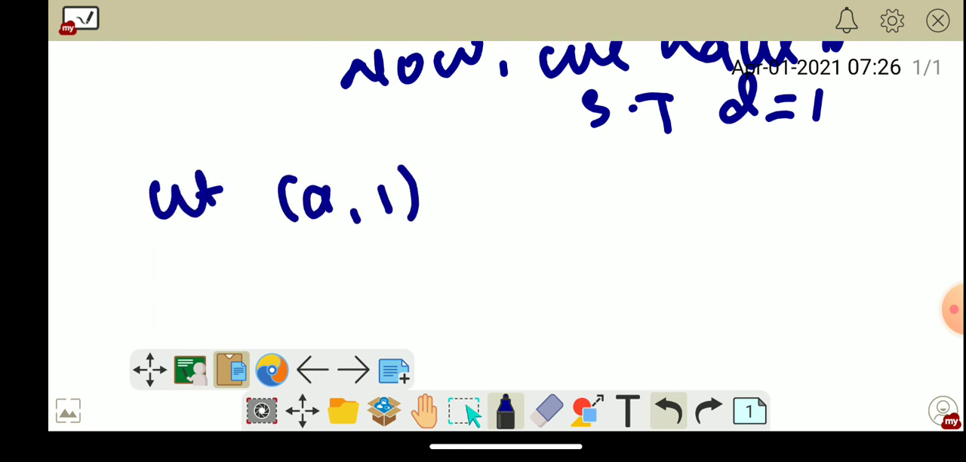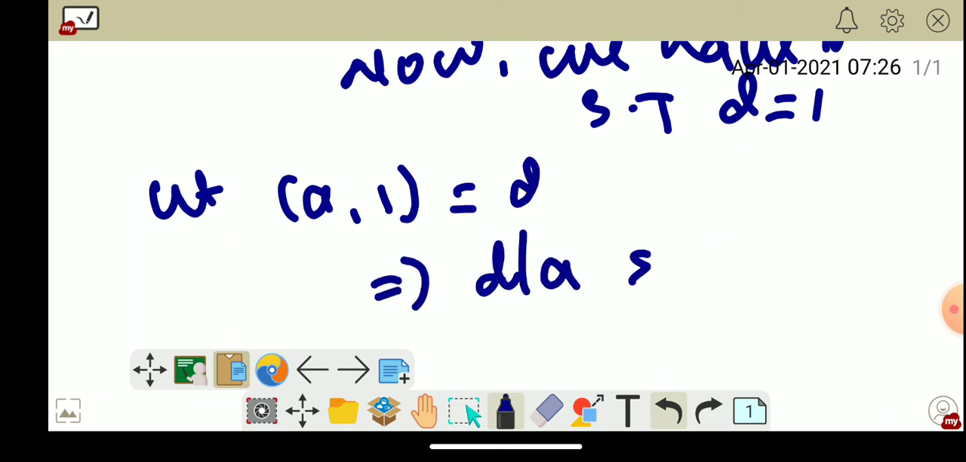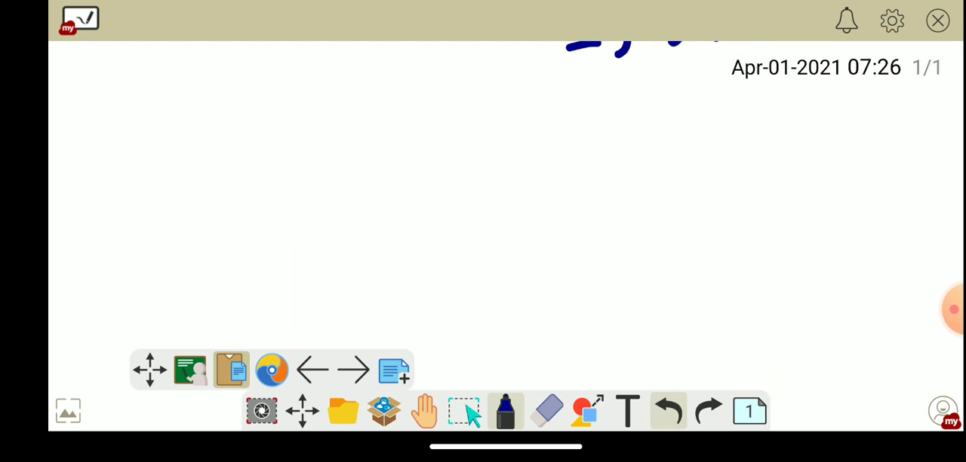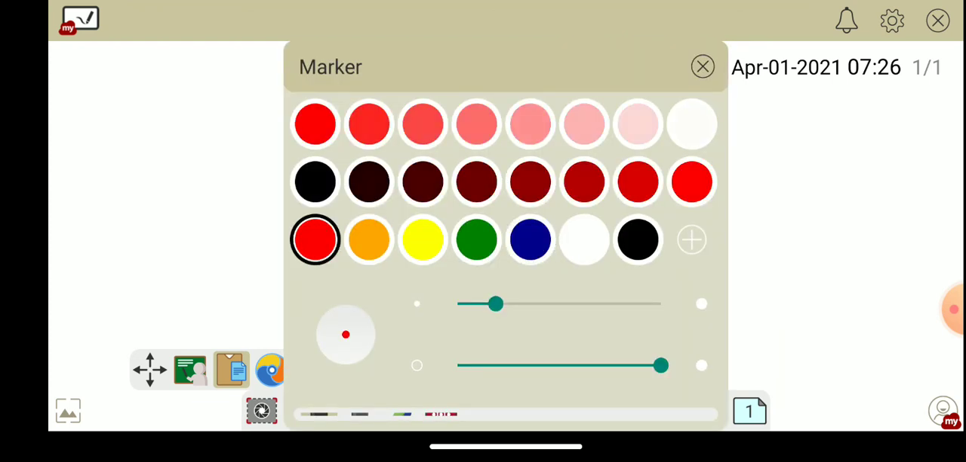Let GCD of A, 1 be equal to D. That implies D divides A and D divides 1, and automatically we can write D is equal to 1. D is equal to 1, it is done, and automatically we assume the next property, next and last property.